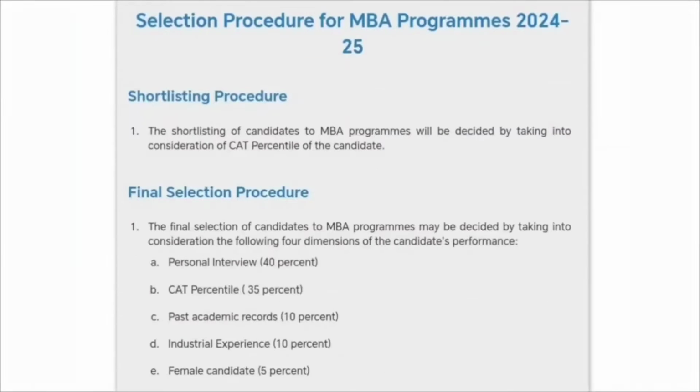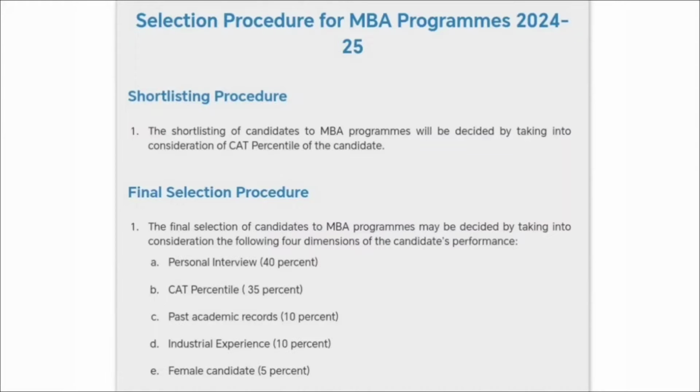If we consider the overall admission process for the IIT Dhanbad, it consists of two stages. First is the shortlisting procedure and second is the final selection procedure. The shortlisting of the candidates is done on the basis of the CAT score. In the final selection procedure, different parameters are considered. First your personal interview score, your CAT percentile, then your past academic records, your industrial experience, and if you are a female candidate then that is also considered.